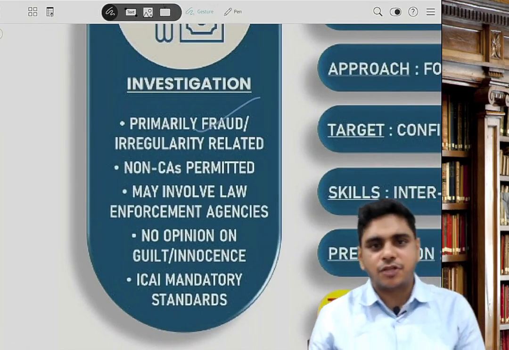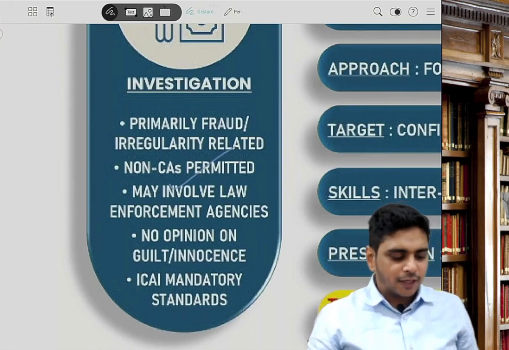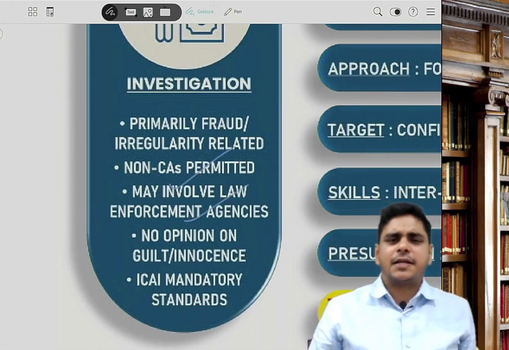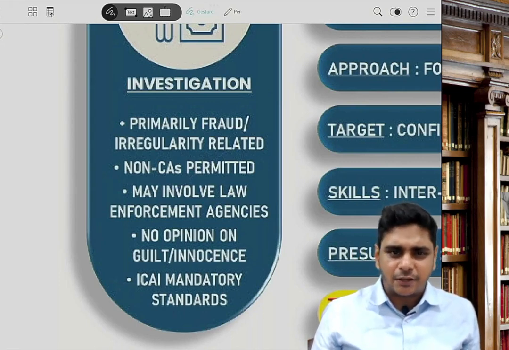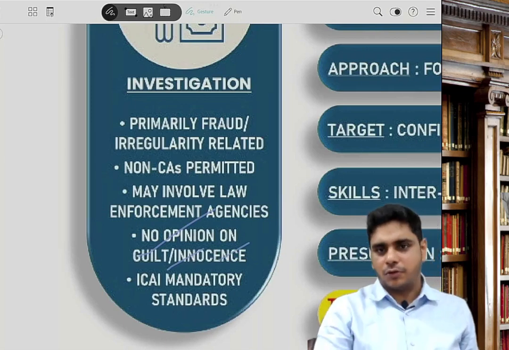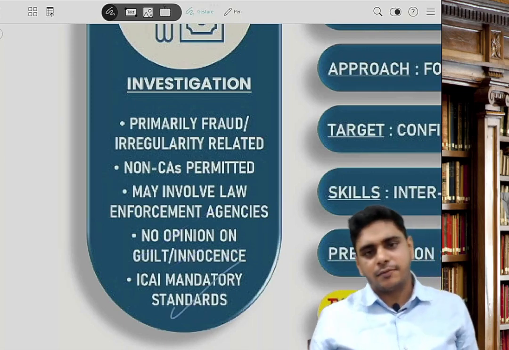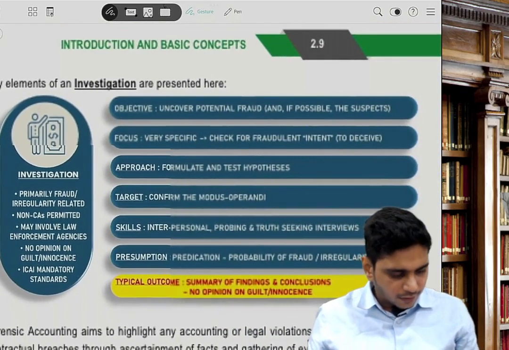It is primarily that you have to check the frauds or any irregularity which is related. Here also non-CAs are permitted. It may involve law enforcement agencies like EOW, Economic Offences Wing, SFIO, CBI, CID, all those people. Here there is no opinion on guilt or innocence. Either you are guilty or you are innocent. And ICAI has also mandated an investigation standard which is not there in our syllabus.